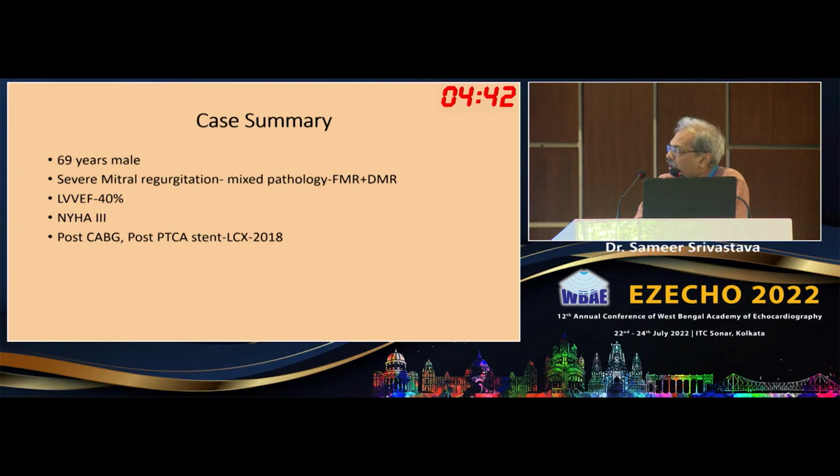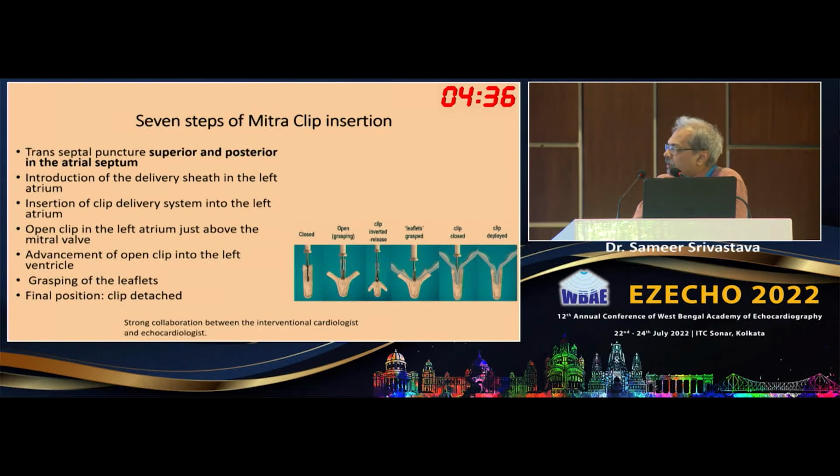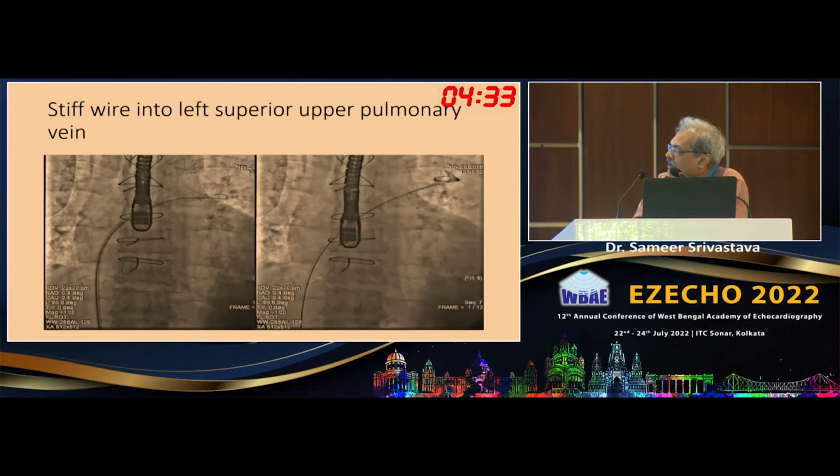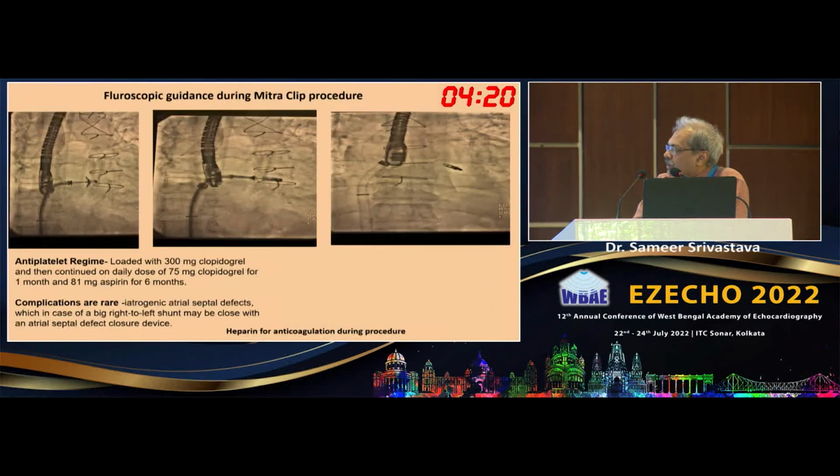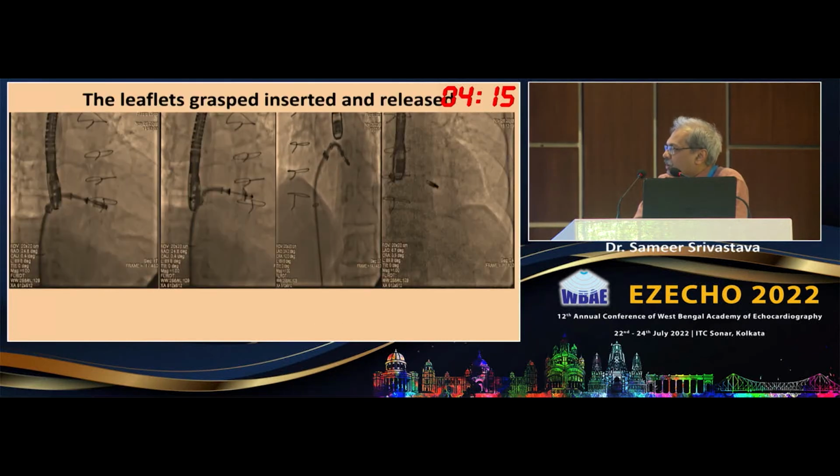69 years old man, severe MR, mixed pathology, EF 40%, NYHA class 3, post CABG, post stent. These are the steps. Here there is a stiff wire which is going into the left upper pulmonary vein. If you go and see this, this is how it is. There is a transesophageal echo probe which is always there. Fluoroscopic guidance is a must, of course. And this is what you see. The leaflets are grasped, inserted, and here it is released. So if you look at this, yeah, it moves.